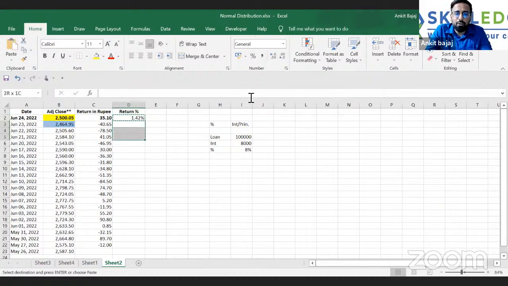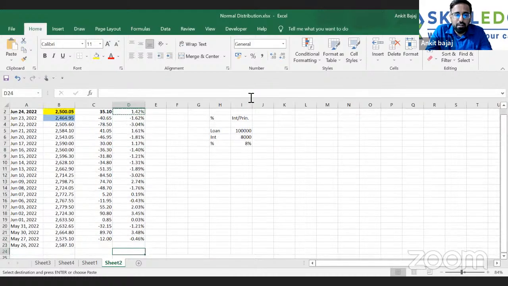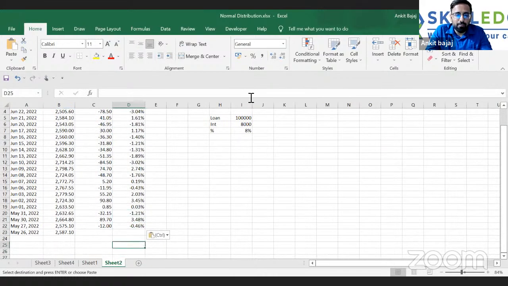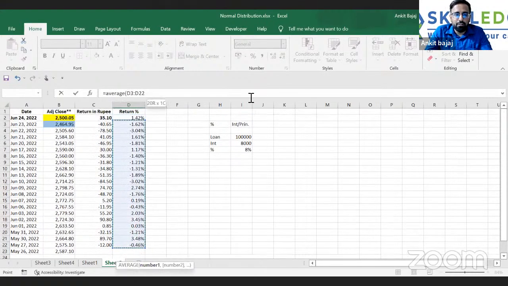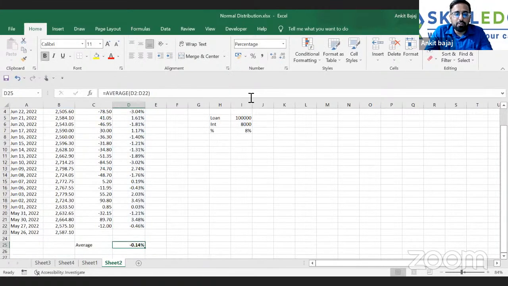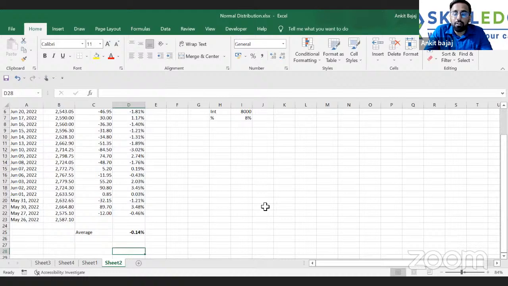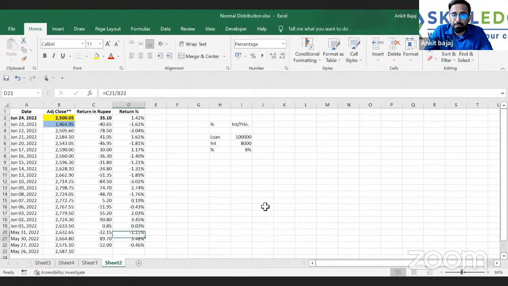Now, if you want to calculate it for all the days, you have to copy this data, right? So you will get returns in terms of percent. Now, if I want to calculate the standard deviation, the first step is that I have to calculate the average. I will put the formula here, average, open the bracket, select all the values and press enter. So you can see what the average is here. Average is minus 0.14%. It means on average, every day you are generating a return of minus 0.14%, right?